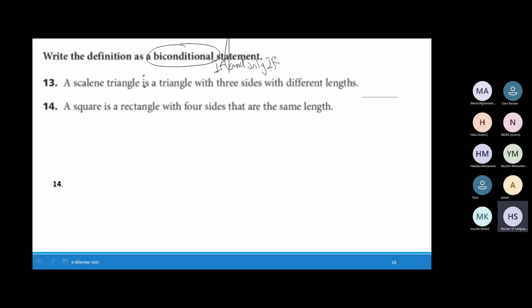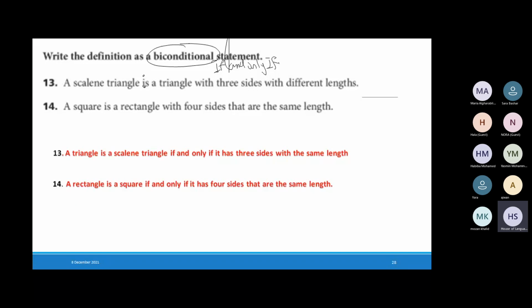So if I ask you to write it as a biconditional, use if and only if. So don't say something like, if Tuesday is Thursday, then if and only if Monday. No, that's not a definition. It should be a definition. So how will it be? A triangle is scalene if and only if it has 3 sides with the same length. Exactly.